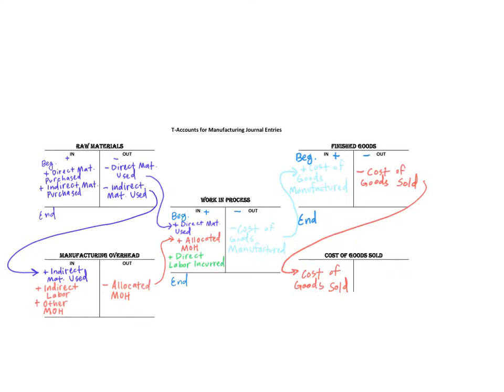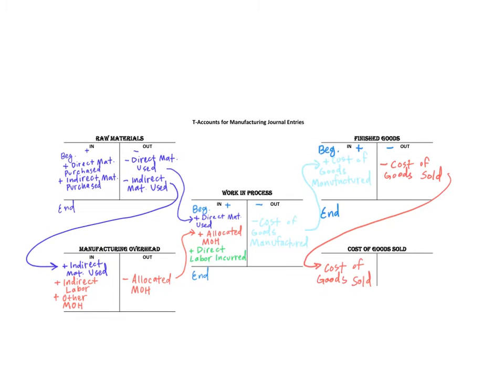So as you look at this diagram, I want you to remember that the costs start on the left-hand side and work their way to the right until ultimately all of the costs end up on the income statement as part of cost of goods sold.